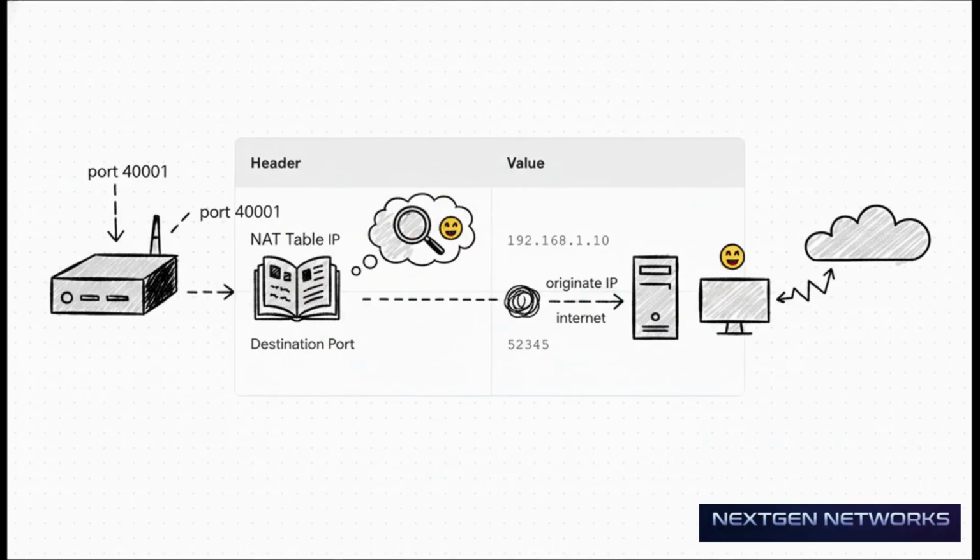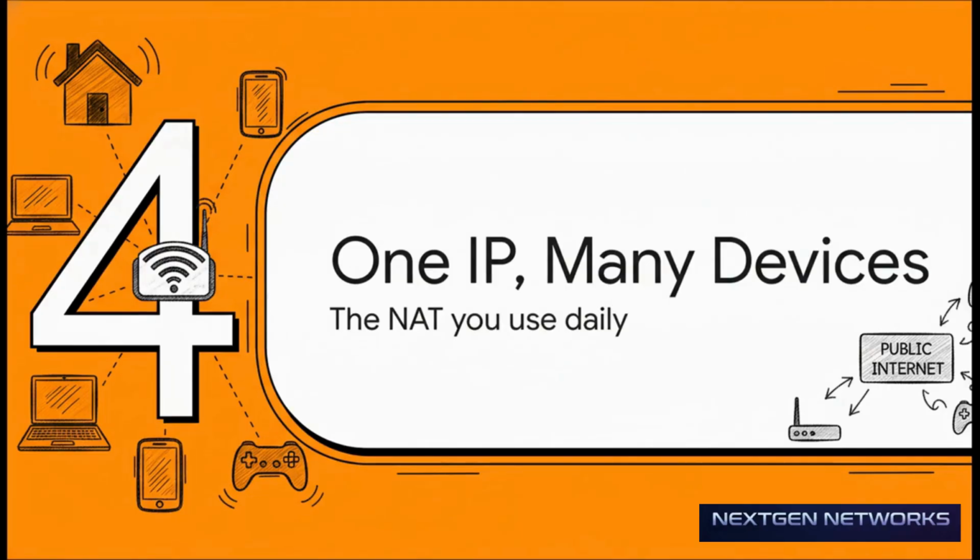It then rewrites the destination address back to the original private IP and port of your PC, and forwards it along. And just like that, your computer gets the data it asked for, and it has absolutely no idea any of this translation ever happened. It's completely seamless. Okay, so that's how it works for one single connection.